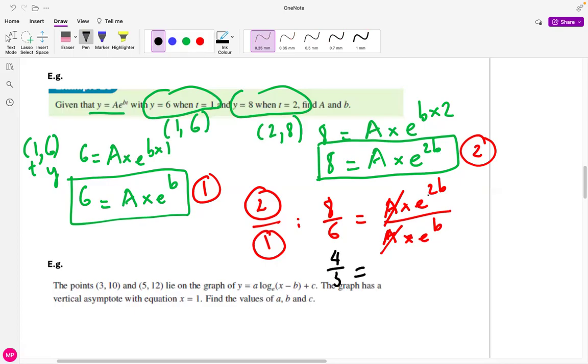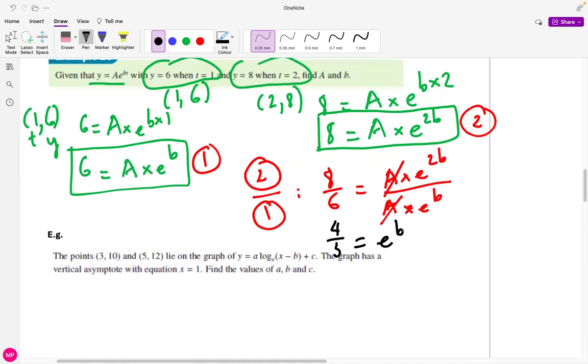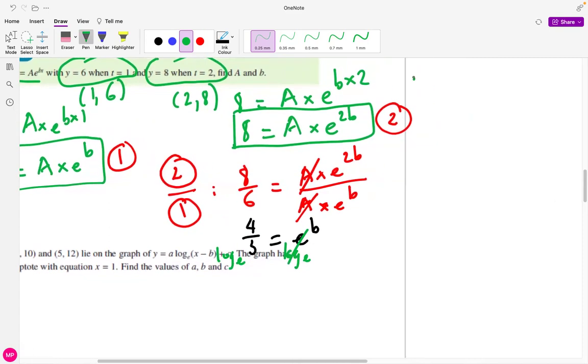Now, a to the power of 2b divided by a to the power of b, we would take away the power. 2b minus 1b is 1b. All right. Then I solve for b. I need to get rid of a, and the opposite of a to the power is log a. So you think about you put the log a on both sides like that. You would have b equal log a of 4 over 3.